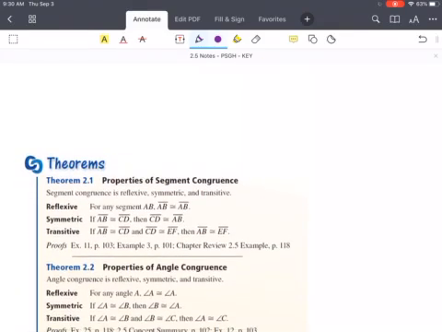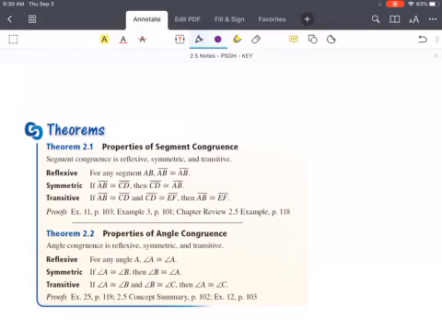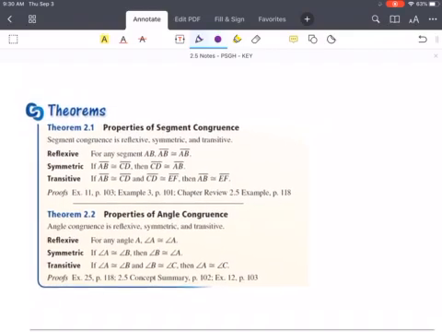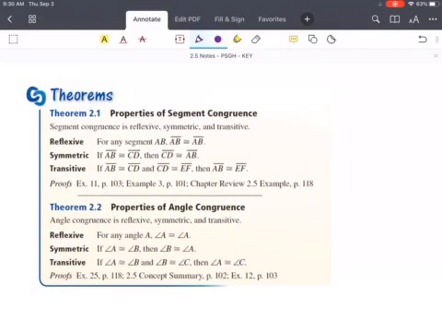Now we need to list all of those things in our proofs. So there's going to be a few different things that are going to come up in our proofs. When we are getting rid of or adding that same segment, we're going to need to state that. And why is anything congruent to itself? Well, that's just obvious, but we call that the reflexive property.